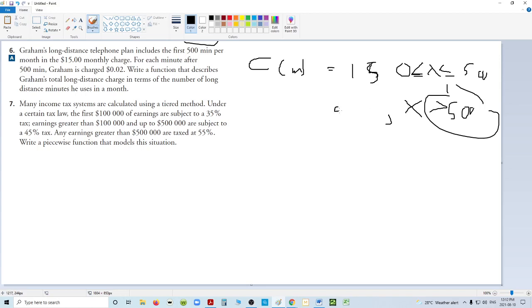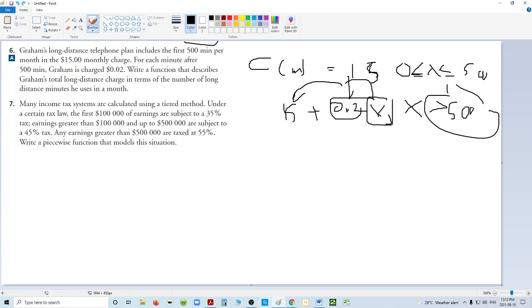Now be careful, don't write that as just 2 cents, because that implies after 500 minutes you don't pay the $15 anymore. You pay just 2 cents. But in truth, it's the $15 plus 2 cents per minute, so 0.02x. In other words, you're getting charged $15 plus 2 cents for each minute.